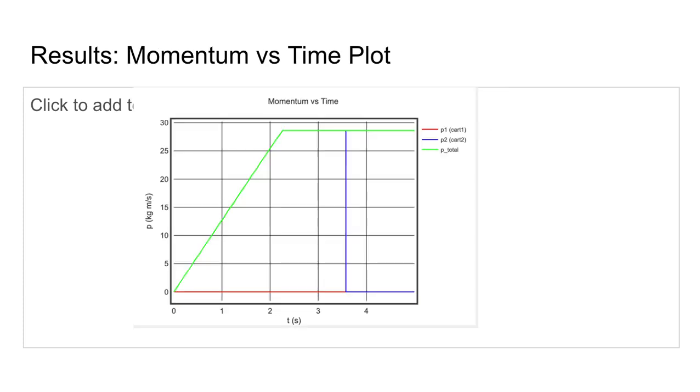The momentum plot shows the total momentum increasing as cart 2 accelerates. At the collision moment, the momentum is conserved. Afterward, the momentum is split between cart 1 and cart 2 based on the elastic collision equations.